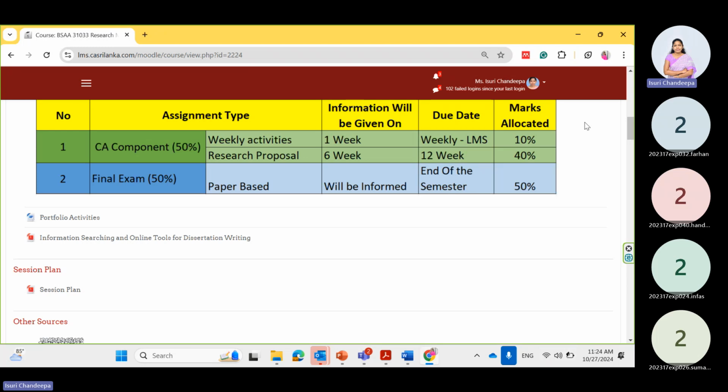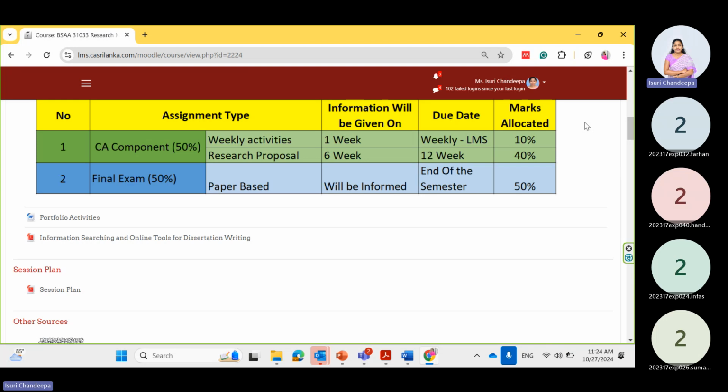This is the assignment structure. I don't have access to your LMS so far, so I haven't uploaded the lecture materials, but once LMS access is granted, I will upload all the lecture materials and these details to the LMS. Don't worry. Regarding the CA component, 50% is continuous assignments, and then 50% is the in-semester component.